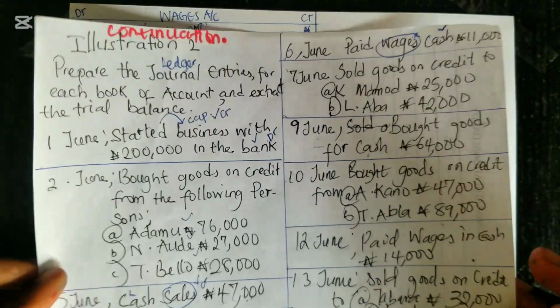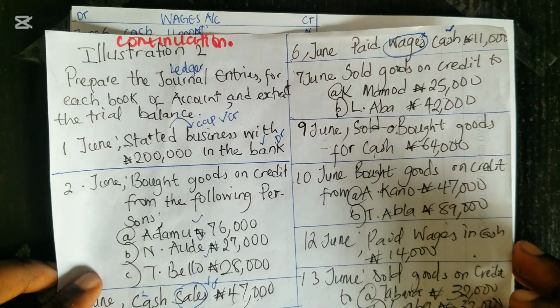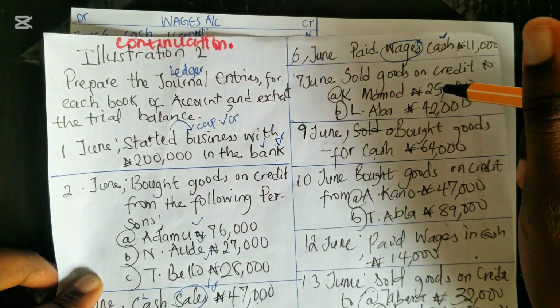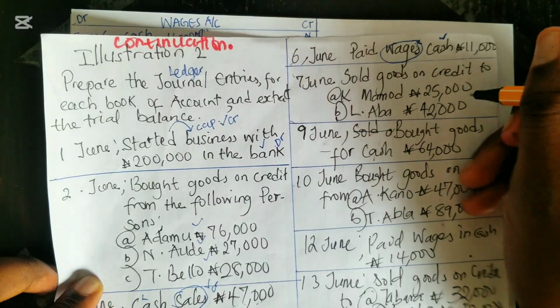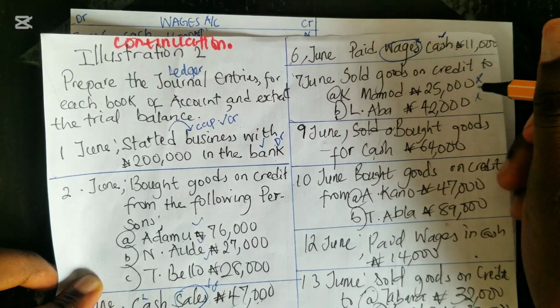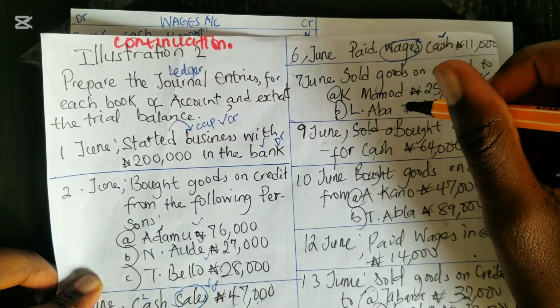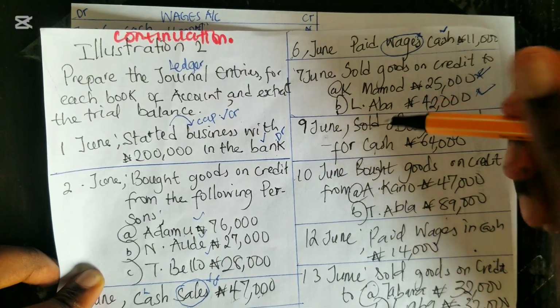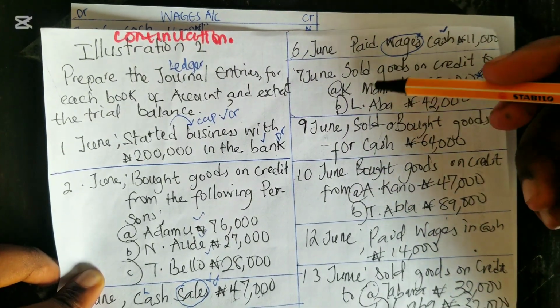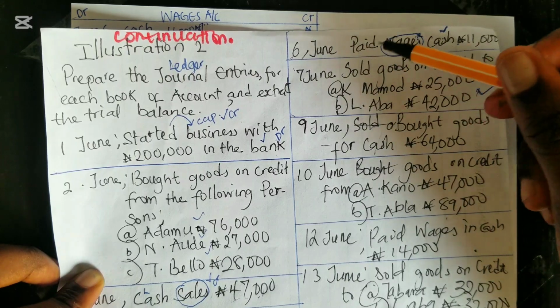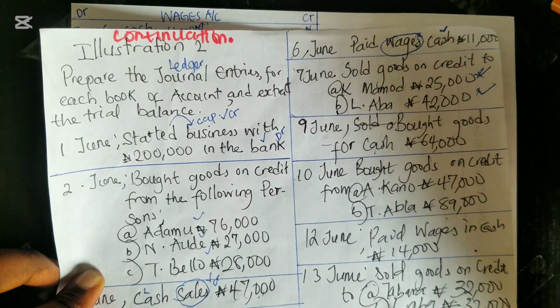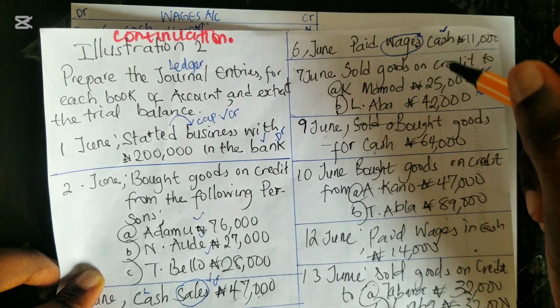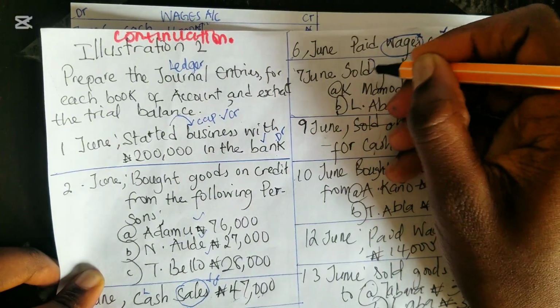So the next one is what? June 7, sold goods on credit to K Mahmood and El Abba. So we don't have this account, so we have to prepare this account. That's K Mahmood and El Abba. So because we are selling goods to K Mahmood and El Abba, who is receiving? K Mahmood is receiving the goods because we are selling the goods to them. So we are giving the goods to them, and because we are giving the goods to them, we are going to credit our sales account.